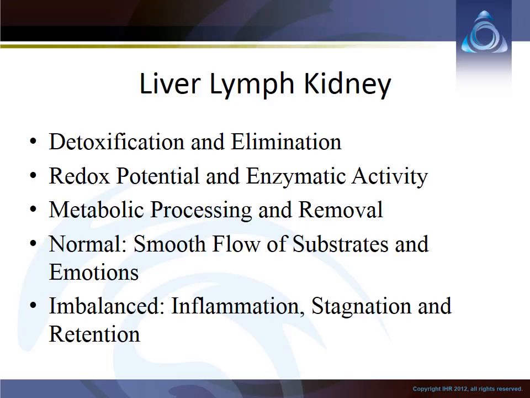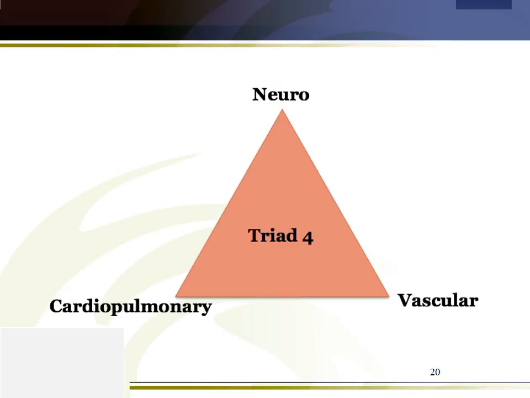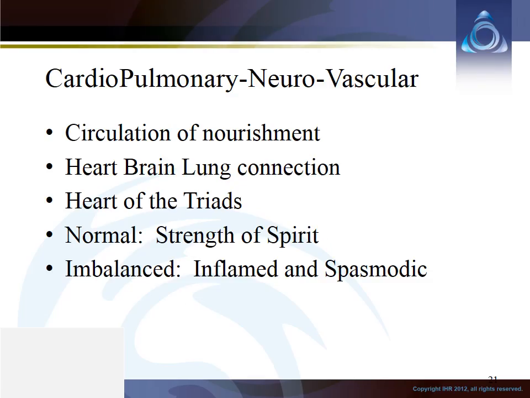And when this occurs, we have smooth flow of substrates and emotions. And when they're not in balance, we have inflammation, stagnation, and retention. Again, we flip these, so Triad 3 really is cardiopulmonary neurovascular. It's the relationship between the brain and the heart. And this is about sort of circulating nourishment around the body. Again, we look at the interconnectedness between the central nervous system and the cardiac system, which is somewhat mediated actually through lung function. I often see this as the heart of the triads because it's these two central organs that really control so much of physiology.